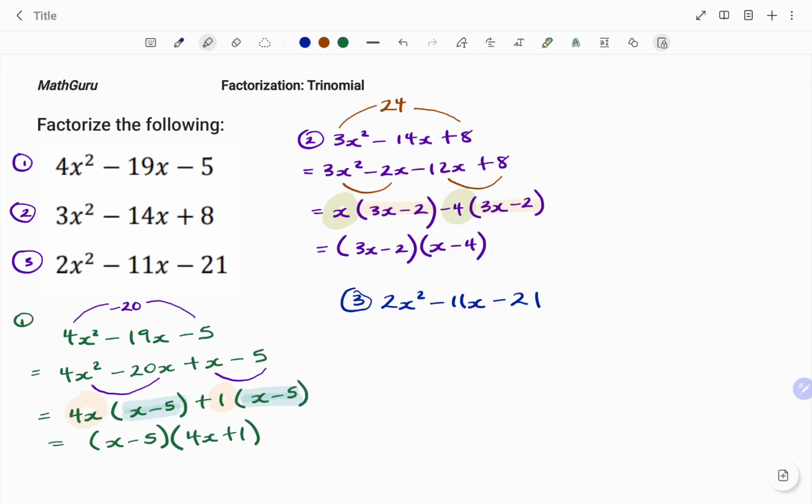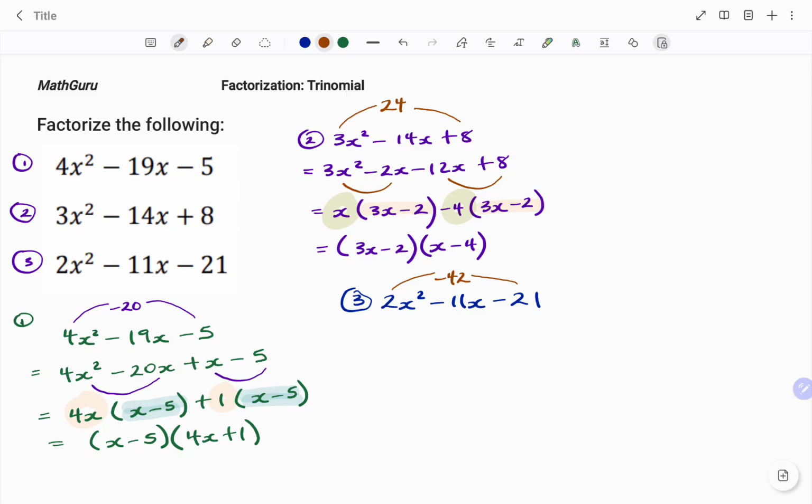So the first check is to see if there's a common factor here. There's no common factor. The next check is, what do we have as a coefficient of x squared? In this case, it's 2, not 1. So therefore, I'm going to pick the coefficient of x squared and multiply it by my constant term, which is negative 21. That will give me negative 42.